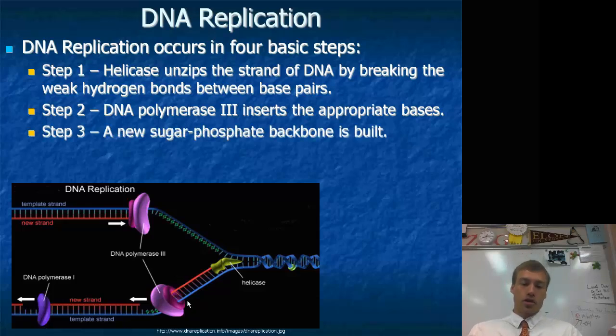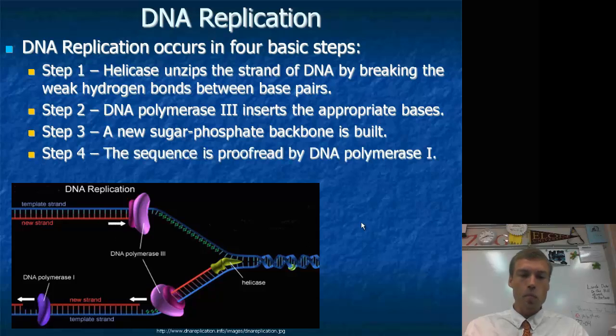Step 3, a new sugar phosphate backbone is built. So we've got our new sugar phosphate backbone being built here and here. And then step 4, the sequence is going to be proofread by DNA polymerase 1. And DNA polymerase 1 is also going to connect these fragments right here. We call these Okazaki fragments, O-K-A-Z-A-K-I. Those are the pieces that are created by DNA polymerase 3.